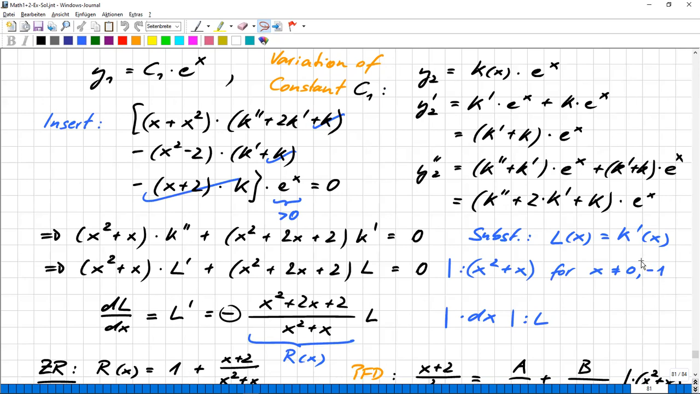So this is a little tricky to argue about these preliminary restrictions. Let's just leave it away. Now we get L prime equals this polynomial over the other polynomial times L.